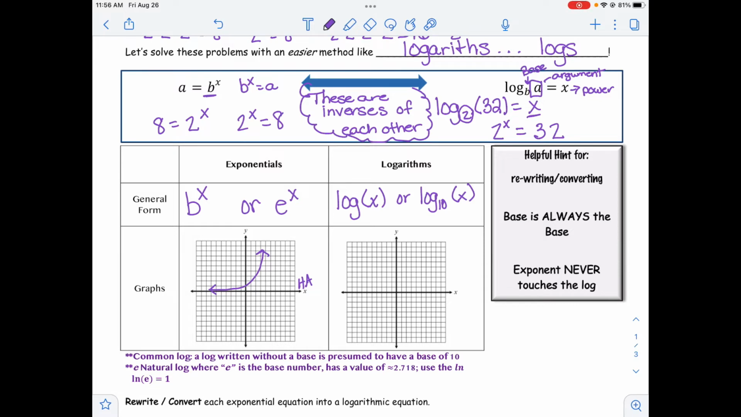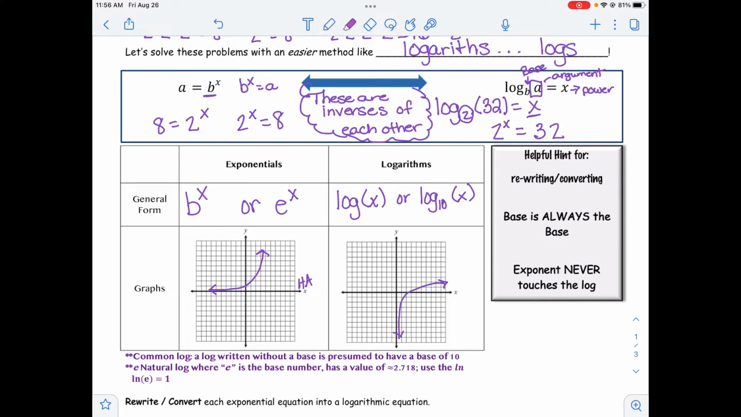And I made a little note down here. You may want to add that. A common log is a log written without a base, and it's presumed to have the base of 10. Our calculators will actually solve those pretty easily for us once we learn, but it's not so easy to put different bases into the handheld calculators. So this type would look something like this, parent function wise.